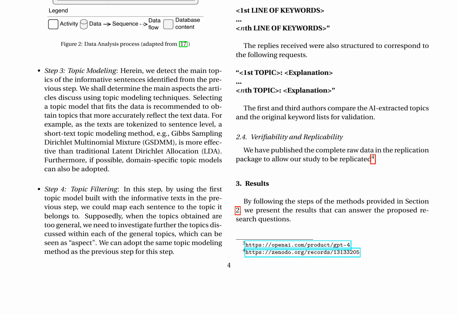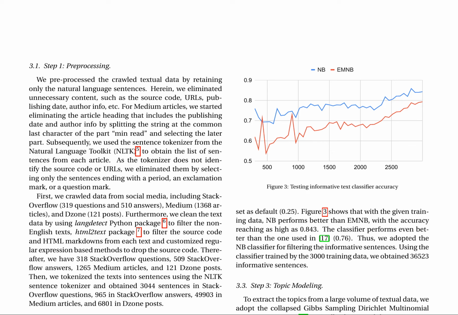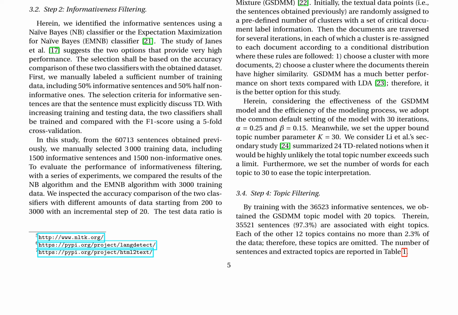The paper discusses the analysis of technical debt, TD, in software development, focusing on its cost, management, and impact. It begins by pre-processing crawled textual data from social media platforms, including Stack Overflow, Medium, and dzone, to obtain a dataset of sentences. The authors then use a naive Bayes classifier to identify informative sentences related to TD, achieving an accuracy of 0.843. Next, they employ the collapsed Gibbs sampling Dirichlet multinomial mixture, GSDMM, model to extract topics from the informative sentences. This results in 8 main topics, which are further analyzed to identify subtopics.